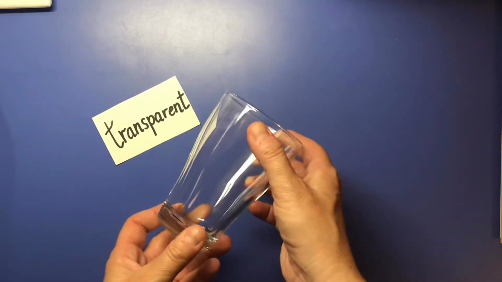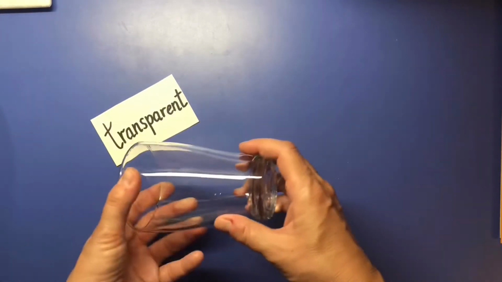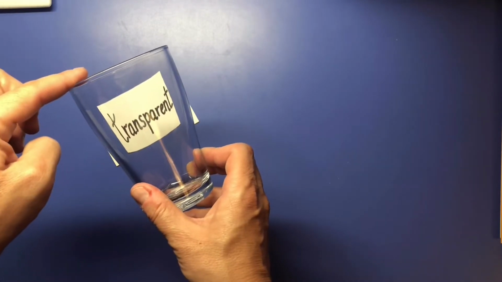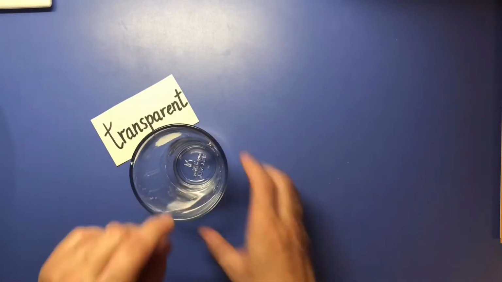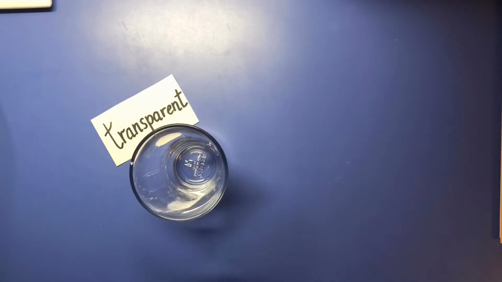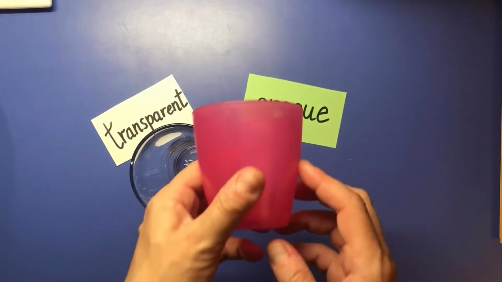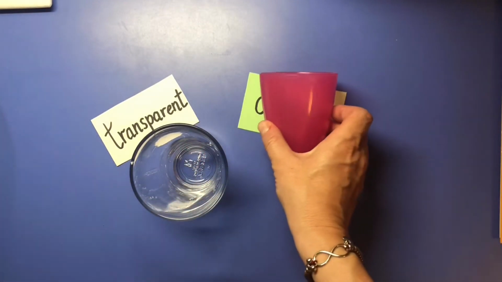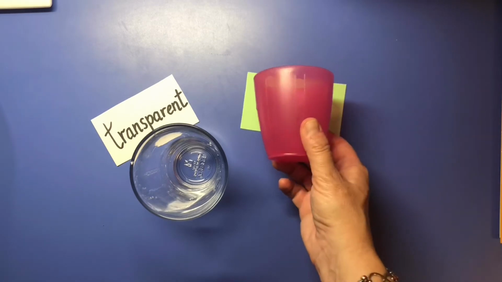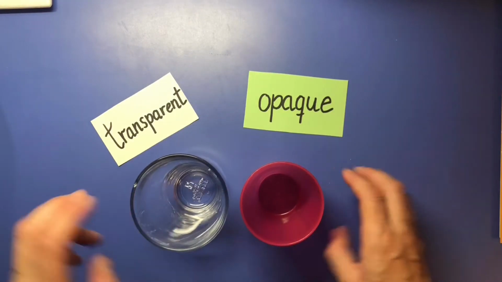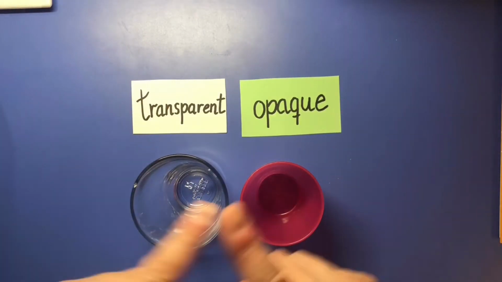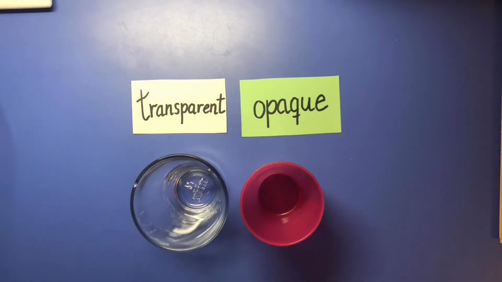Now let's look at transparent. This glass is transparent because you can see through it. Transparent. Can you see it? However, opaque. This glass is opaque. You cannot see through it. Can you read the word now? So, transparent and opaque are opposite words.